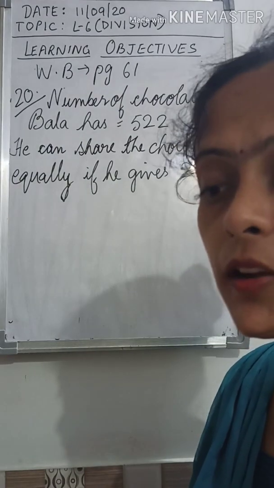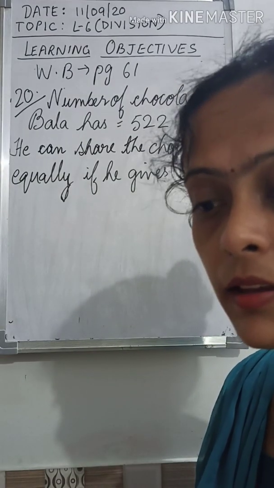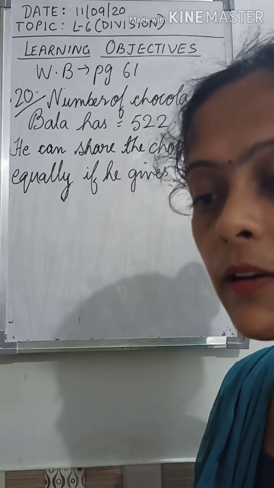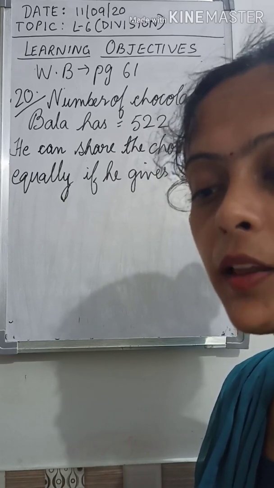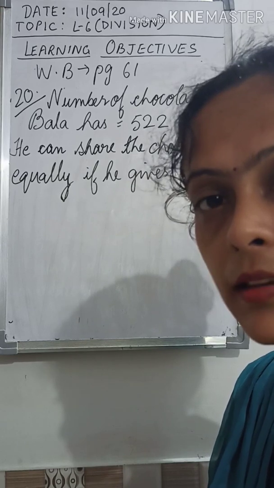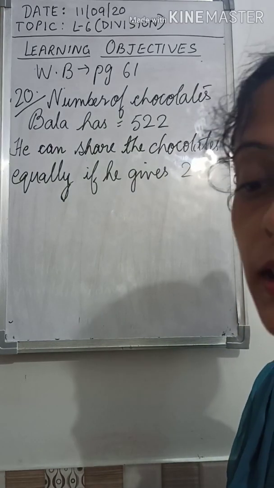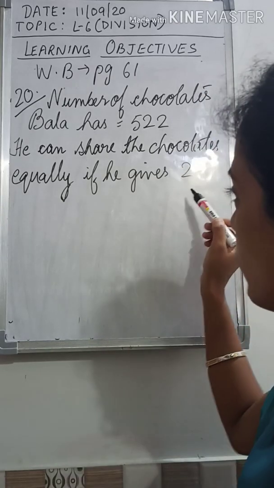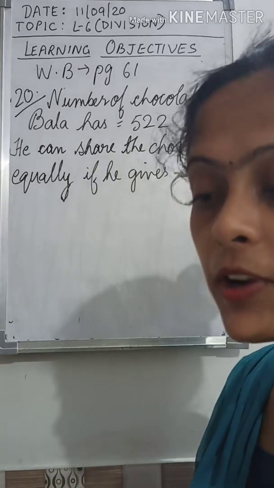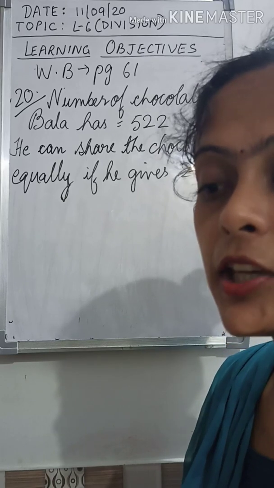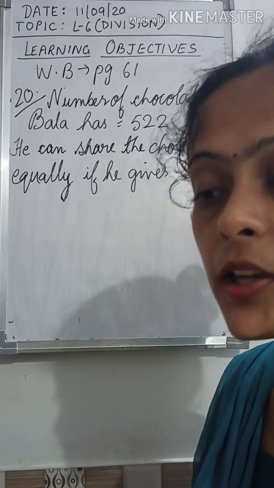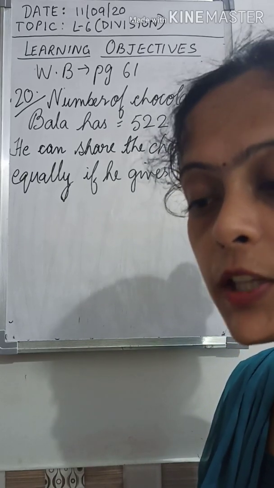So can he share it equally by 3? So what was the test for 3? You have to add the digits: 5 plus 2 plus 2. So how much do you get? 9. So he can also divide it equally if he wants to give 3 to each of his friends. Can he share it if he wants to give 4 to each friend?